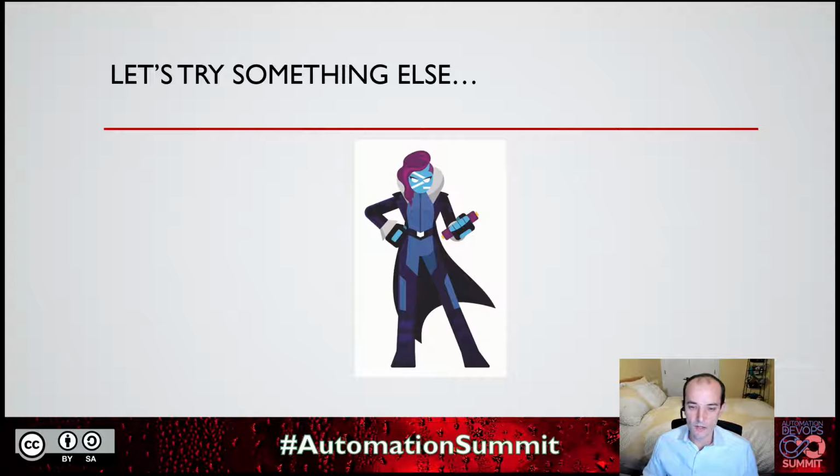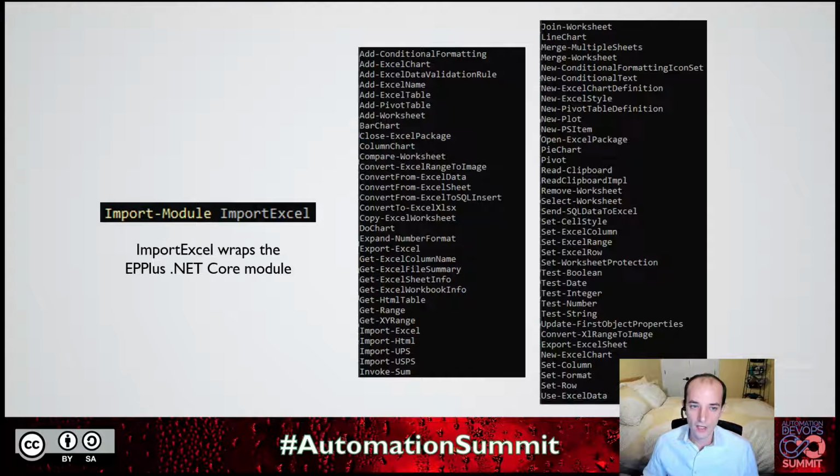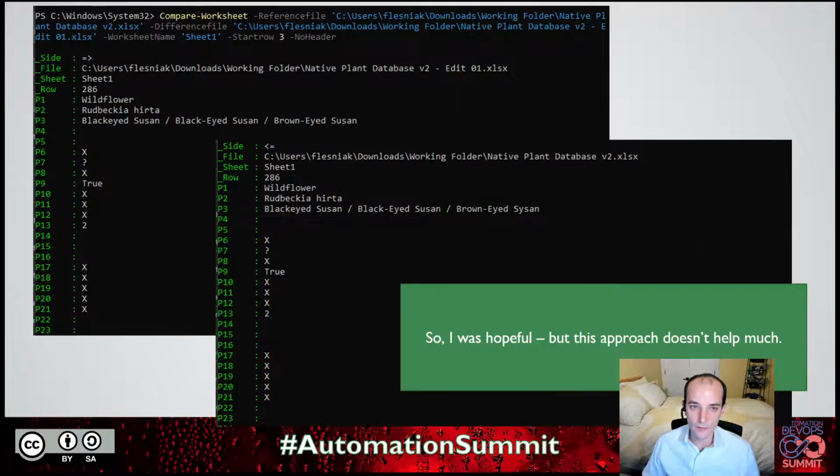Let me crack open PowerShell, and for those that are familiar with PowerShell, you'll probably be aware that there's a module called Import Excel. If you're not a PowerShell person, that's okay. Import Excel is based on the .NET Core module called EPPlus, and so really we're just wrapping that here. But looking at the PowerShell commands, one really stood out, and that's Compare-Worksheet. That sure sounds like what it is we're trying to do, and so I used that command to compare the two spreadsheets and zero in on the particular worksheet that I'm working on.